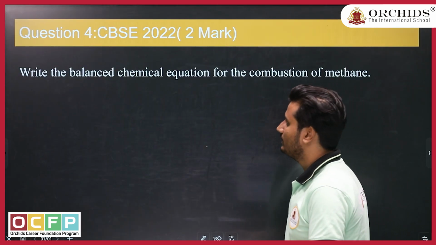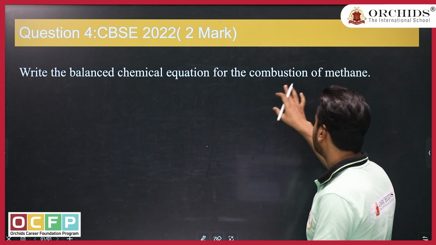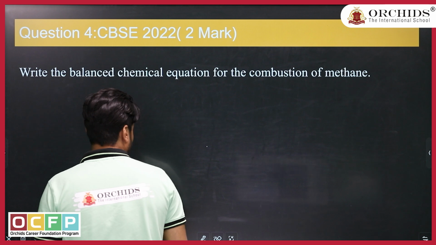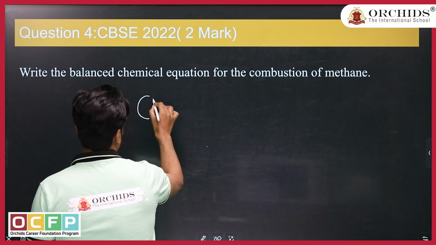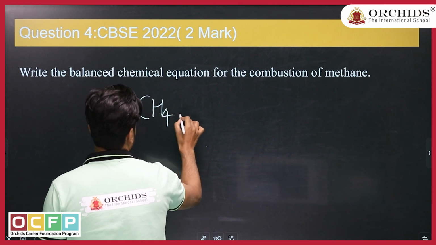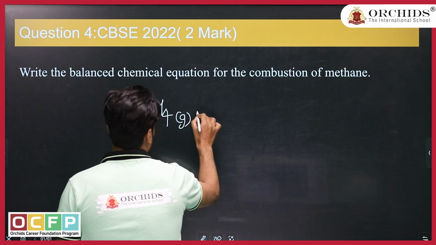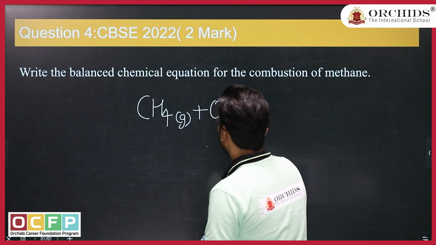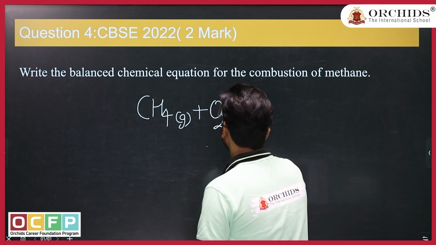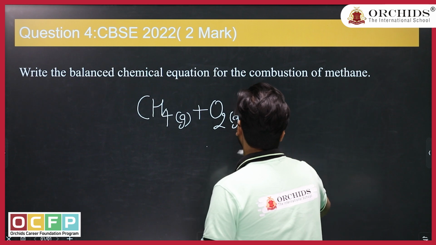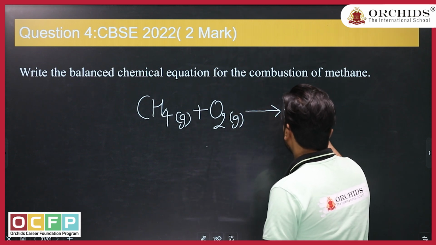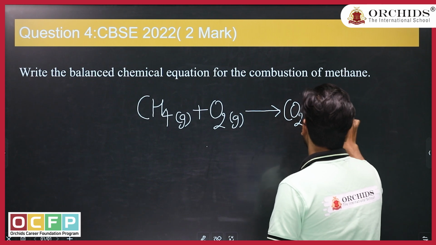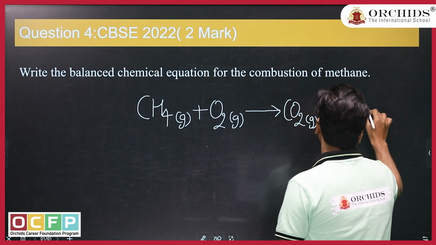Alright. Let us move on to our next question, that is asked in 2022 of a 2 mark question. Alright. We have to write the balanced chemical equation for combustion of methane. Alright. So, what is the formula for methane? Methane is nothing but CH4, alright, plus combustion means in the presence of oxygen, that is O2, and the product formed will be carbon dioxide CO2 plus H2O.